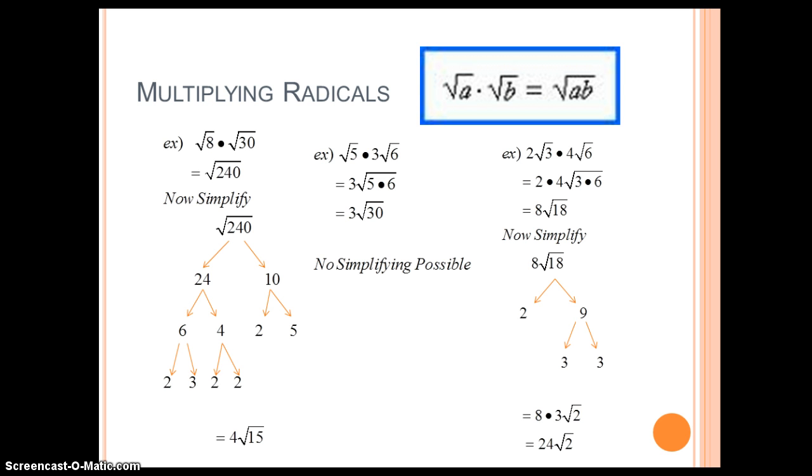Our last example, now we have numbers outside and inside on both of them. So we're going to say 2 times 4, the outside times the outside, and the insides times the insides, 3 times 6. So we get 8 square root of 18. Of course, we can simplify 18 by breaking it down into its prime factors and pulling out a set of 3's. So now we have 8 times 3 square root of 2, or 24 square root of 2. So after all that, we end up with our final answer, 24 square root of 2.